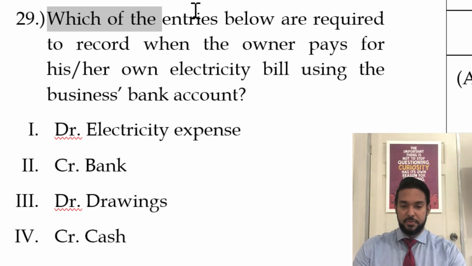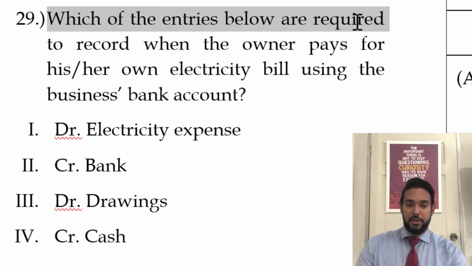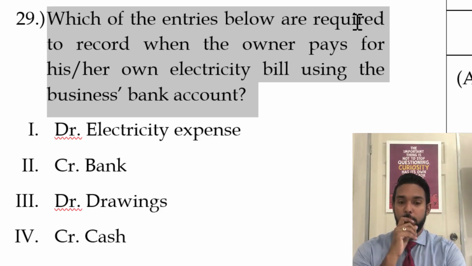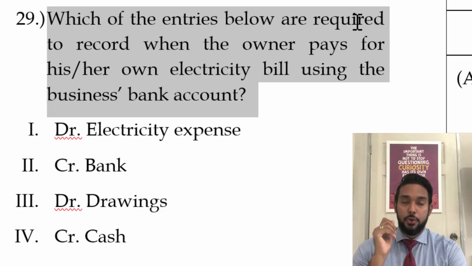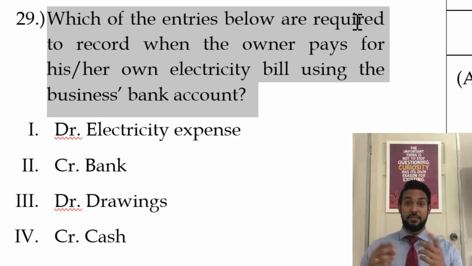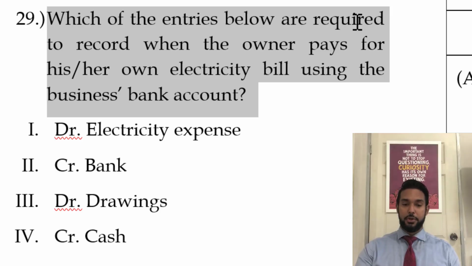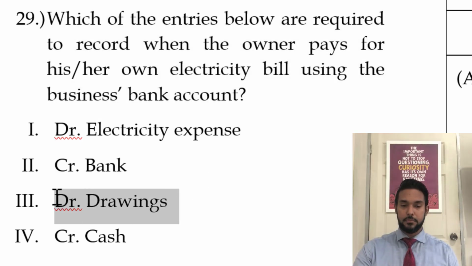Question 29. Which of the entries below are required to record when the owner pays for his or her own electricity bill using the business's bank account? So, what's going on here? The owner is paying his or her own personal electricity bill using the business's bank account. So, essentially, the owner is taking money out of the bank for his or her own personal use. So, the drawings account is definitely going to be involved. So we're definitely going to be looking for a debit to drawings, which is item 3.